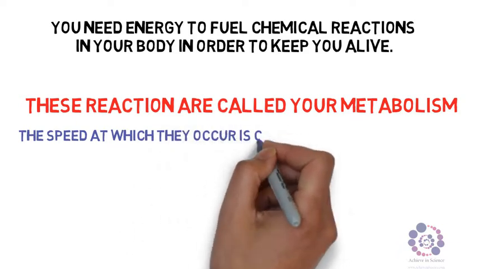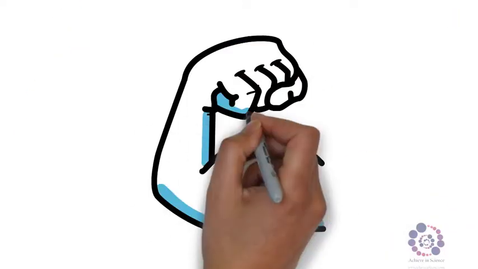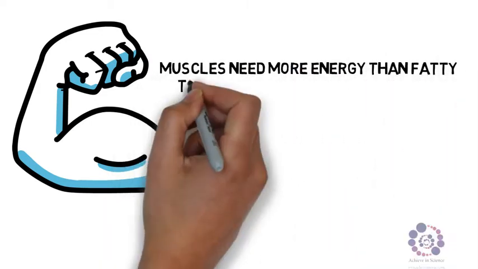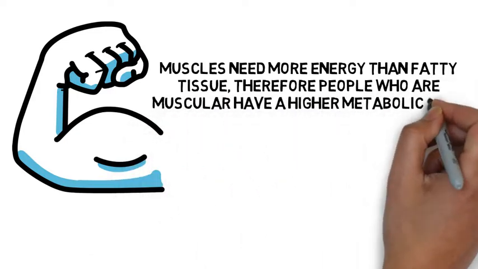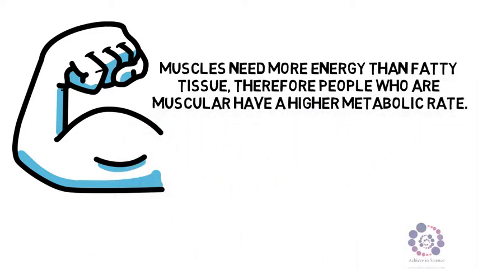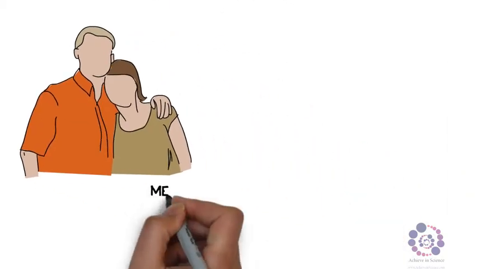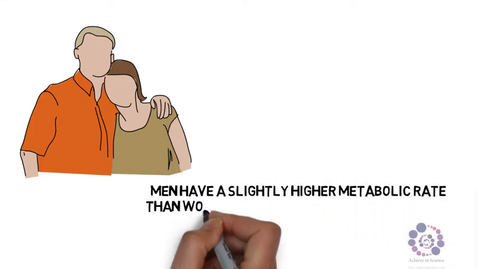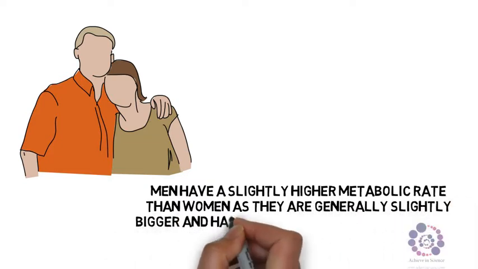Now metabolic rate varies, and let's have a look at some possible reasons why it does vary. Well, first of all, muscles need more energy than fatty tissue. Therefore, people who are more muscular have a higher metabolic rate. Secondly, gender has an issue. Men are found to have a slightly higher metabolic rate than women, and this is due generally because men are slightly larger, bigger, and they have a larger proportion of muscle too.